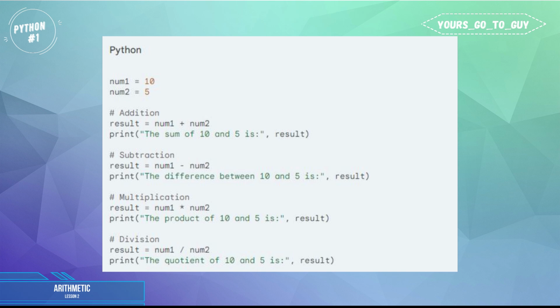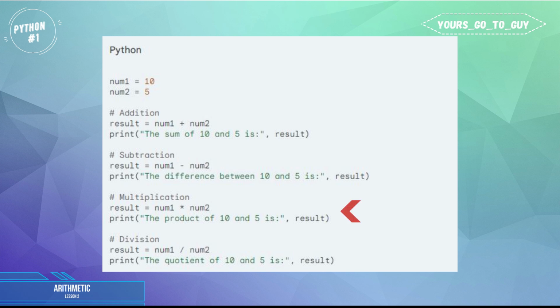Variable declaration. The variables num1 and num2 are declared and assigned the values 10 and 5, respectively. Addition. The plus operator is used to add the values of num1 and num2. The result is stored in the result variable and then printed using print. Subtraction. The minus operator is used to subtract the value of num2 from num1. The result is stored in result and printed.